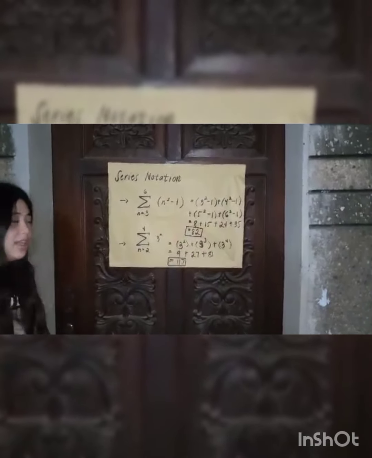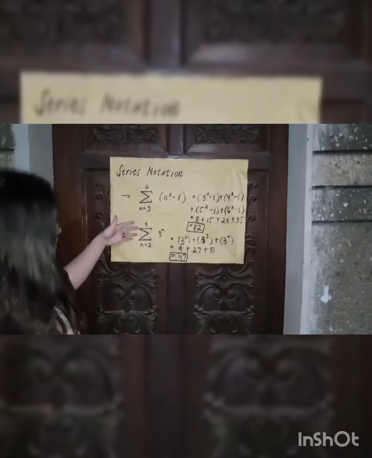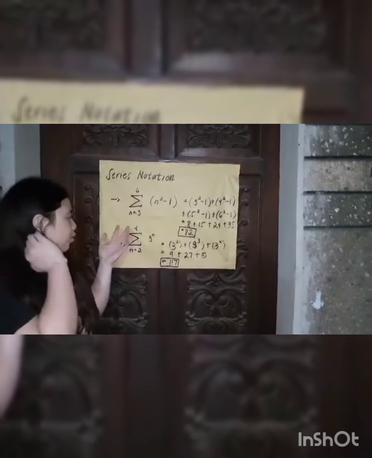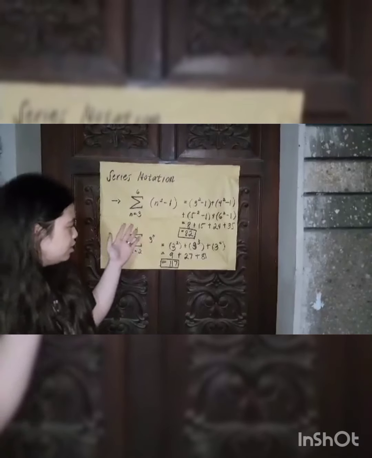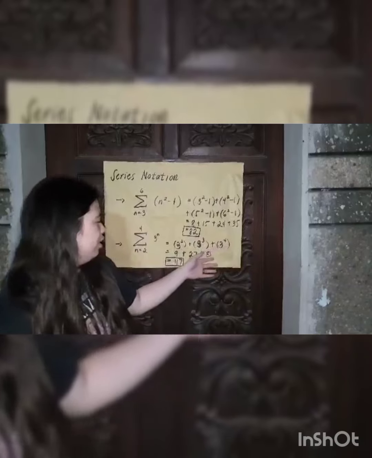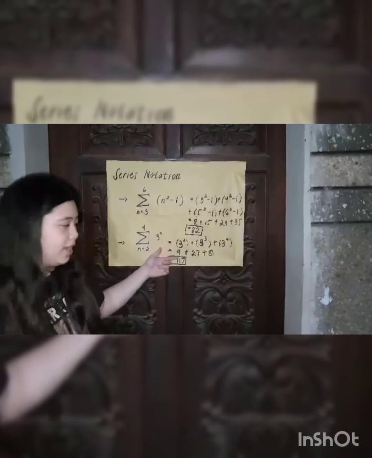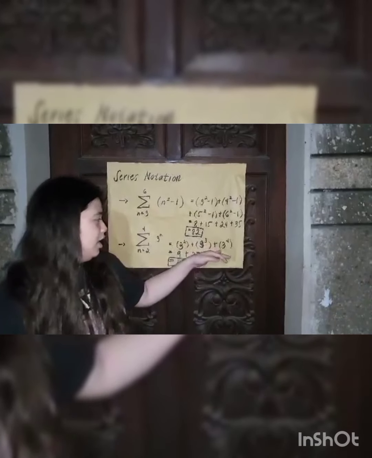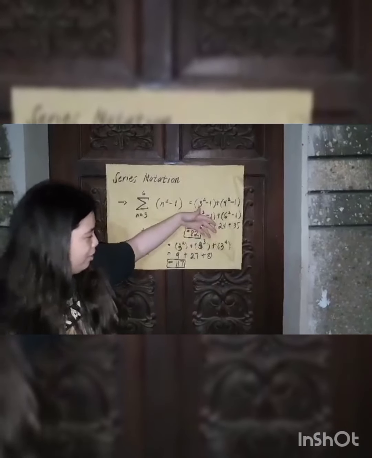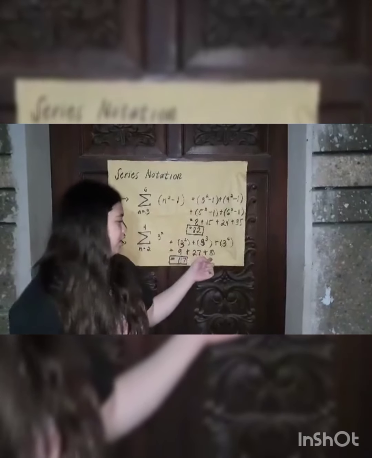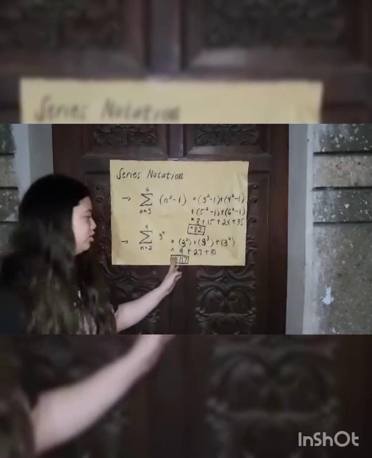The second example is the sigma notation of 3 to the power of n, where n goes from 2 to 4. So 3 squared plus 3 cubed plus 3 to the power of 4. 3 squared is 9, 3 cubed is 27, and 3 to the power of 4 is 81. So 9 plus 27 plus 81, the answer is 117.